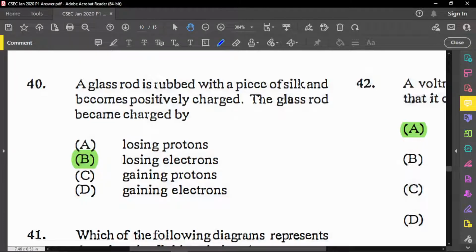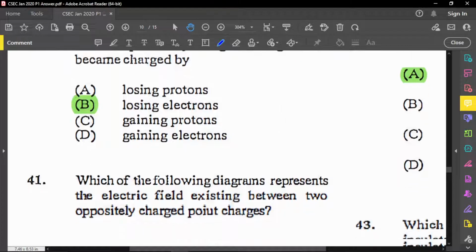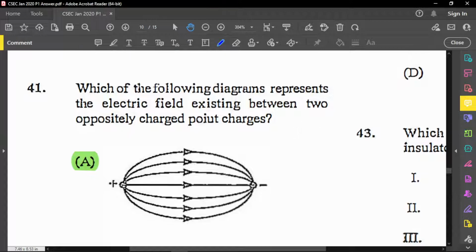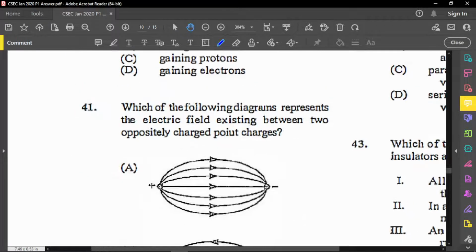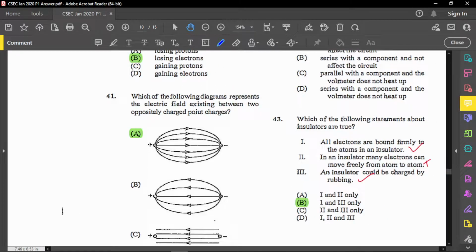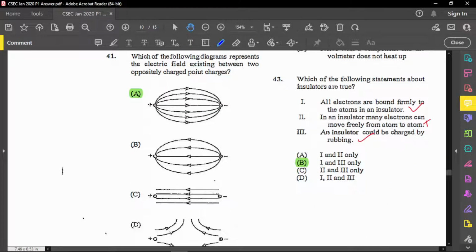All right. Question number 41. Which of the following diagrams represents the electric field existing between two oppositely charged point charges? And so if they're oppositely charged point charges, let me just get into this. Very important. This question is really, really important. And so A is correct for one basic reason.